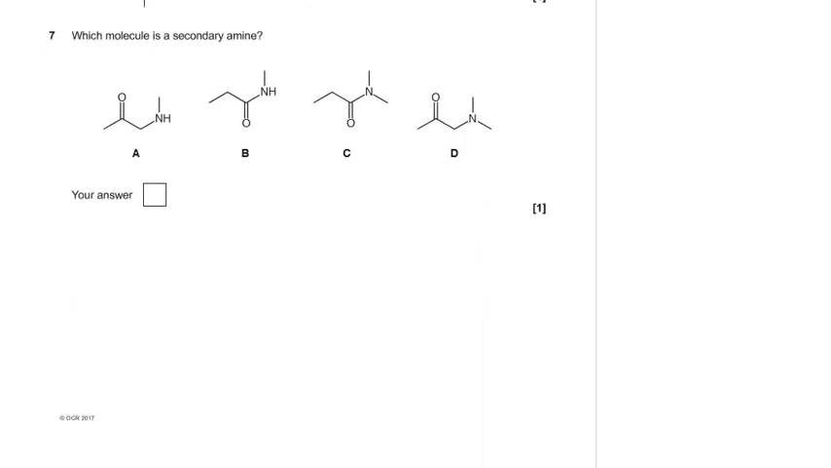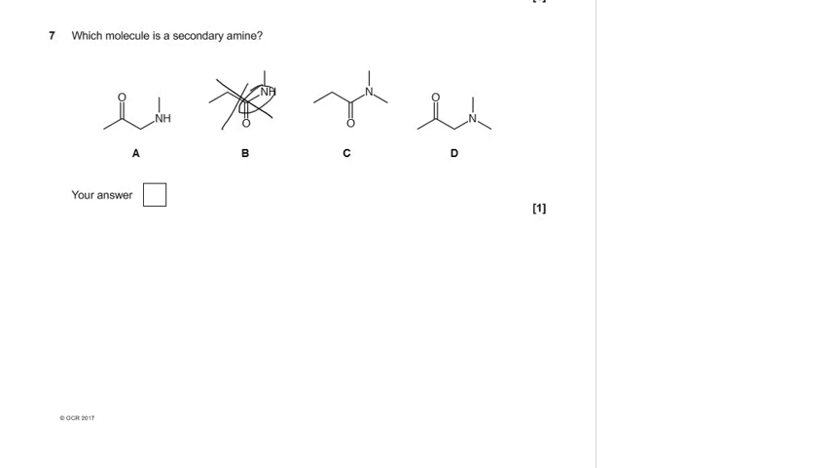We come down here then. Which molecule is a secondary amine? Question 7. So straight away we need to start identifying which are amines. Now sneakily, OCR has put some amides in here to throw us off. So 2 of the most common mistakes would have been selecting B here, but B is an amide. It's got that amide linkage going on just here.